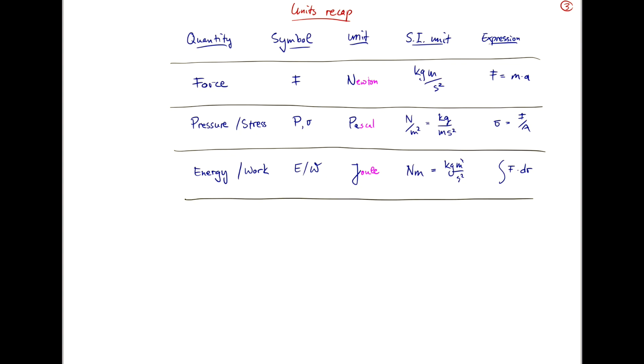And finally, we have power. Confusingly, the symbol for power is also P, so if you have pressure and power somewhere, you've got to be a little careful in how you use your symbols. And the unit for power is watt. And in SI units, watt is joule per second, which is Newton meter per second, or kilogram meter squared per second cubed. And so it is the rate of work done, dW/dt.